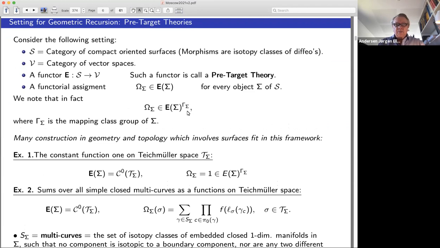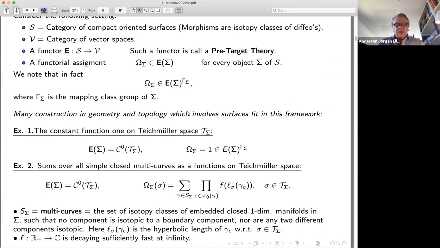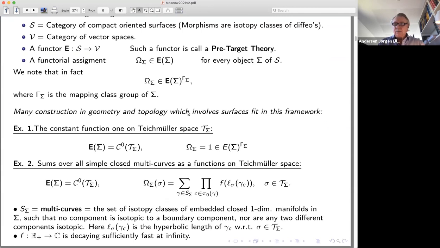So the first one, maybe I do like this so you can see it. Can you somehow see the last line as well now? Yes. Okay. So the first one is very, very simple. It's just the continuous functions on Teichmüller spaces. So T sigma is the Teichmüller space of sigma. I consider the continuous functions on Teichmüller space. And now I simply select the function 1 on each of the Teichmüller spaces. Obviously, it's mapping class group invariant. And so that's an example. It's the most boring example, but it will actually play an interesting role for us.